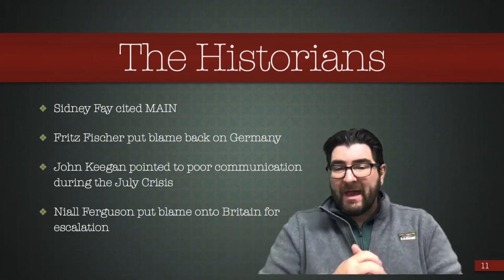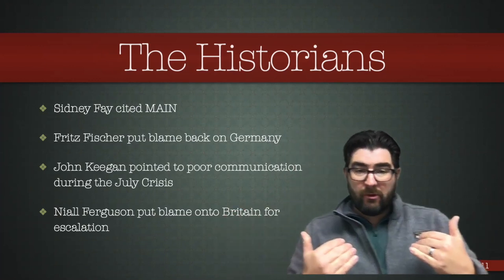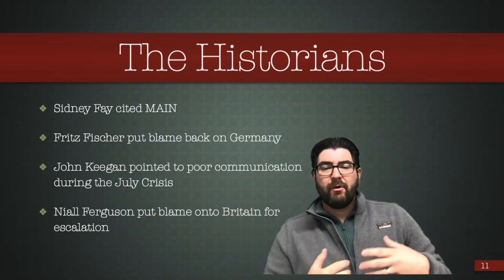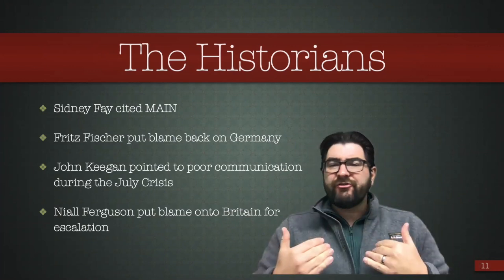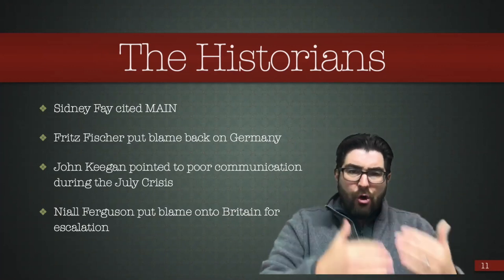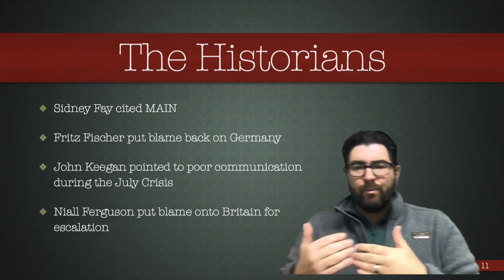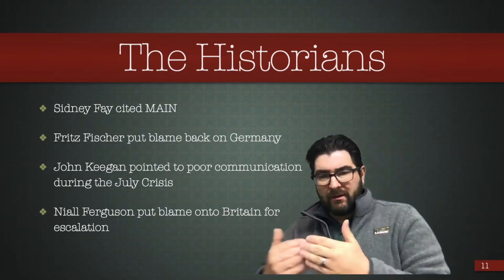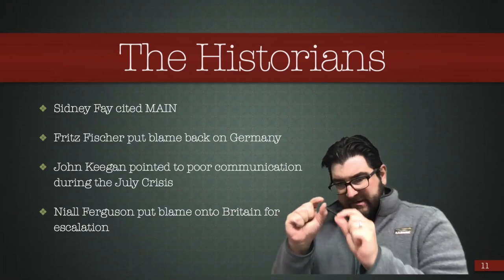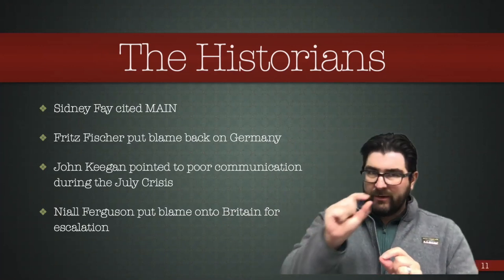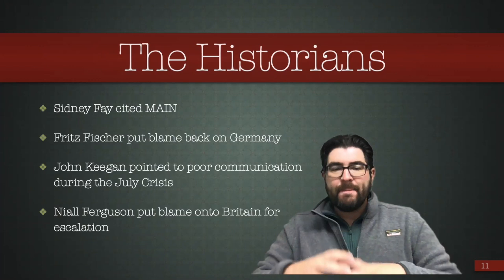A more recent historian, John Keegan, is going to point out that it's poor communication between all sides during the July crisis, that nobody was really communicating their intentions or what they were really looking for very well. And it is that poor communication that took a small regional conflict between Austria-Hungary and Serbia and blew it up into a world war.